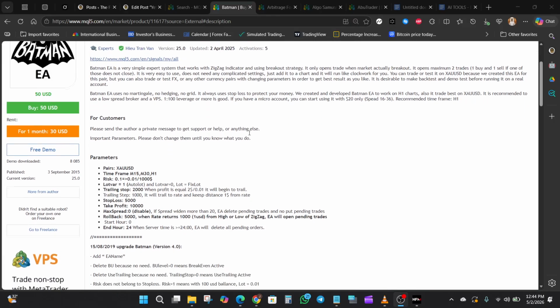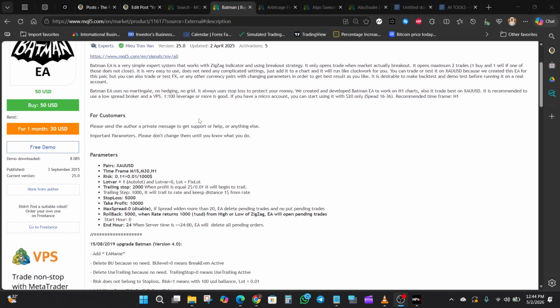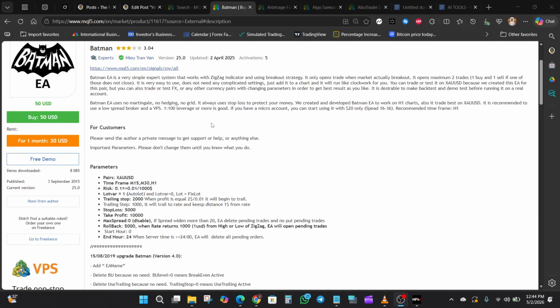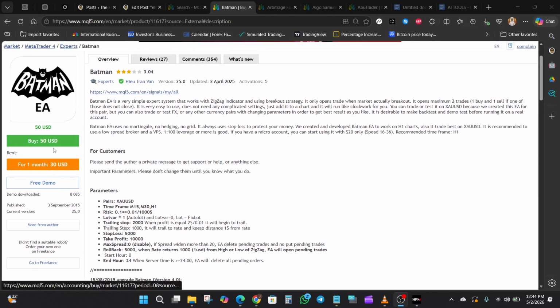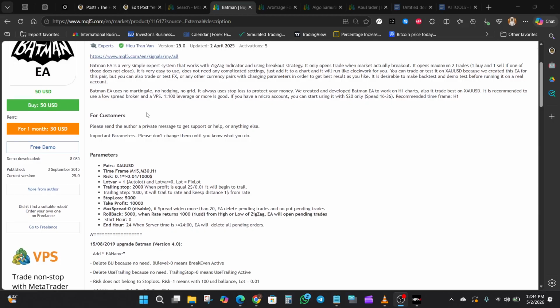Now, very important, Batman EA is designed for MT4, and we can see that it is priced at 50 US dollars, developed by Hugh Tran Van. And from the description, it's positioned as a simple breakout system built around the zigzag indicator. Right away, that gives us a strong clue about the logic behind it. Zigzag is typically used to identify swing highs and swing lows, which means this EA is likely reacting to key market structure levels rather than random price movement.